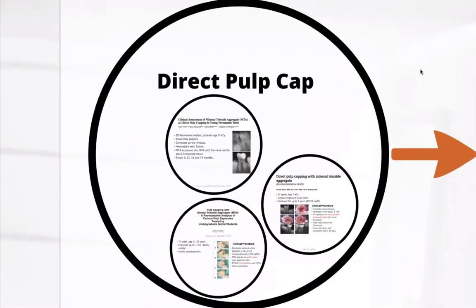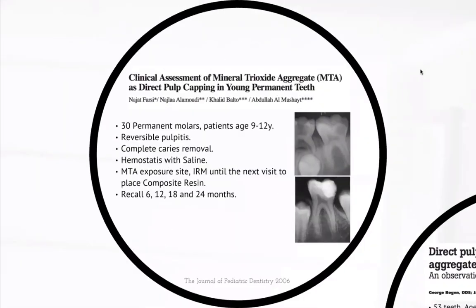Now, when it comes to direct pulp cap, as you know, you have exposure, you place MTA, and then you follow up. This is a case that was done, I'm not sure, I think in Saudi. They did 30 cases, young age group from 9 to 12. These were reversible pulpitis, hemostated with saline, MTA, IRM, and then they followed up for around 2 years.